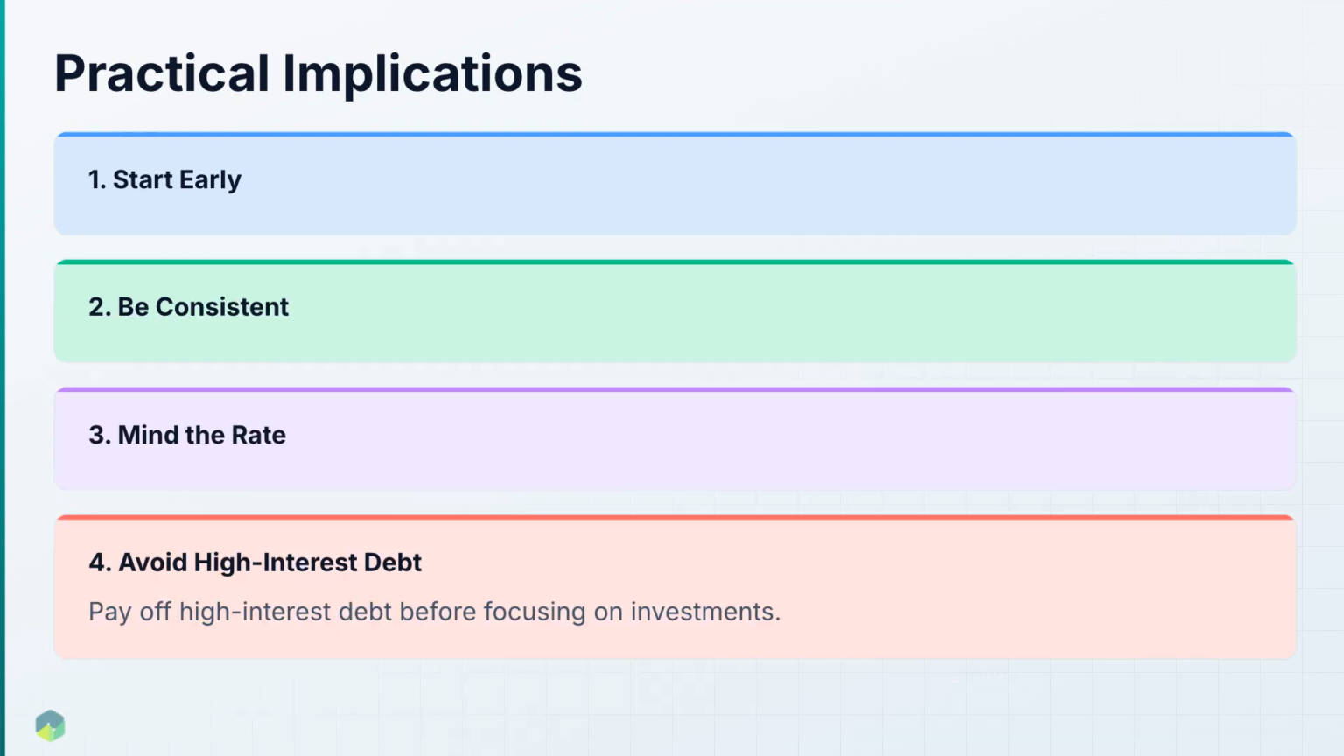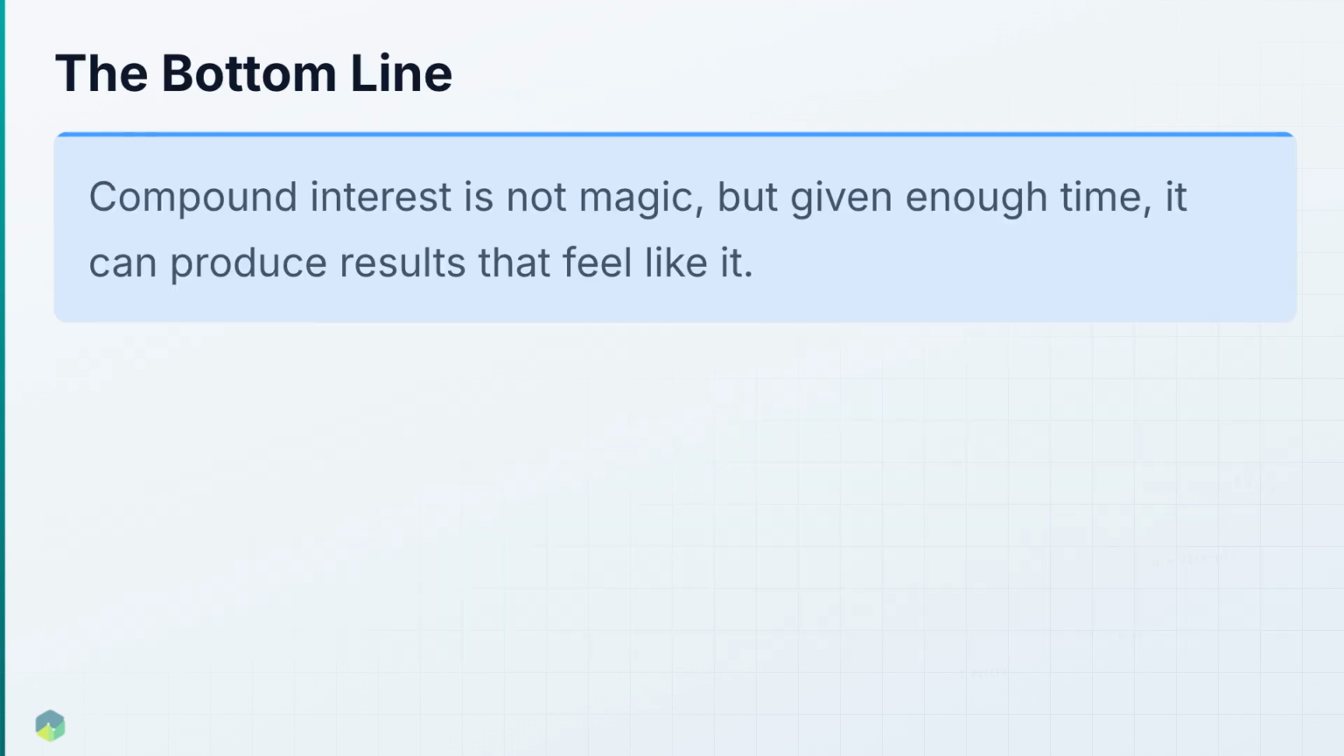And fourth, avoid high-interest debt. Compound interest on debt erodes your wealth just as effectively as it builds it on savings. Pay off high-interest debt before focusing on investments. Compound interest is not magic, but given enough time, it can produce results that feel like it. Whether you're building wealth or paying off debt, understanding this concept is fundamental to making smart financial decisions. Start early, be consistent, and let time do the heavy lifting.